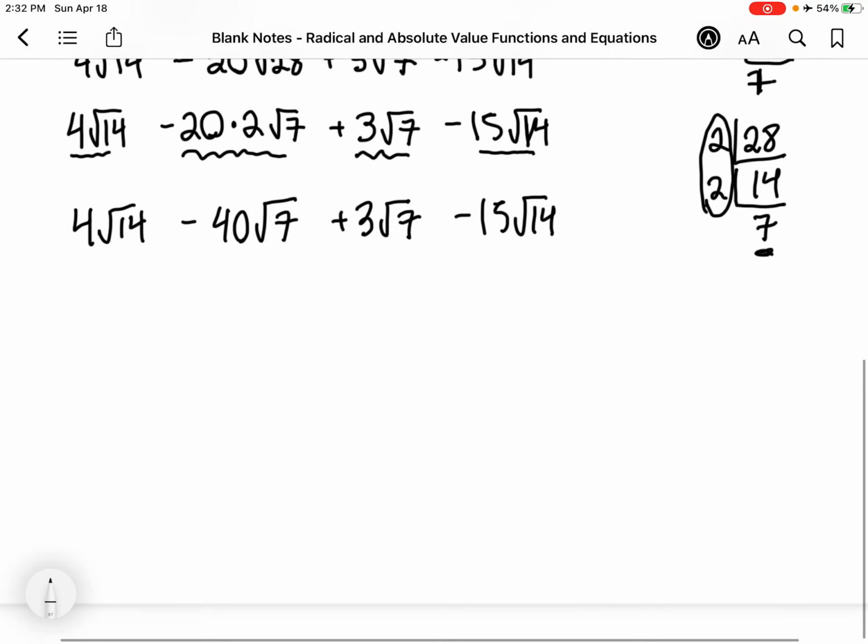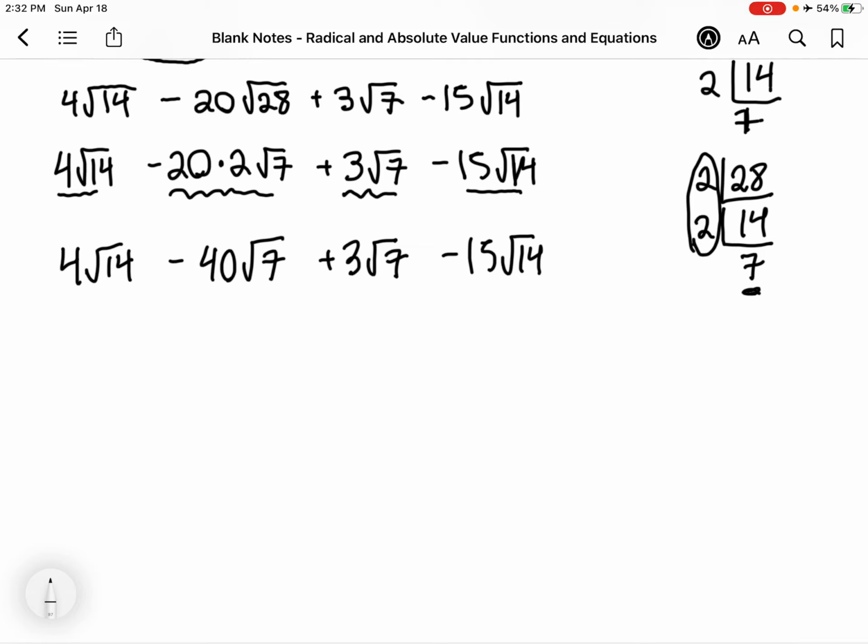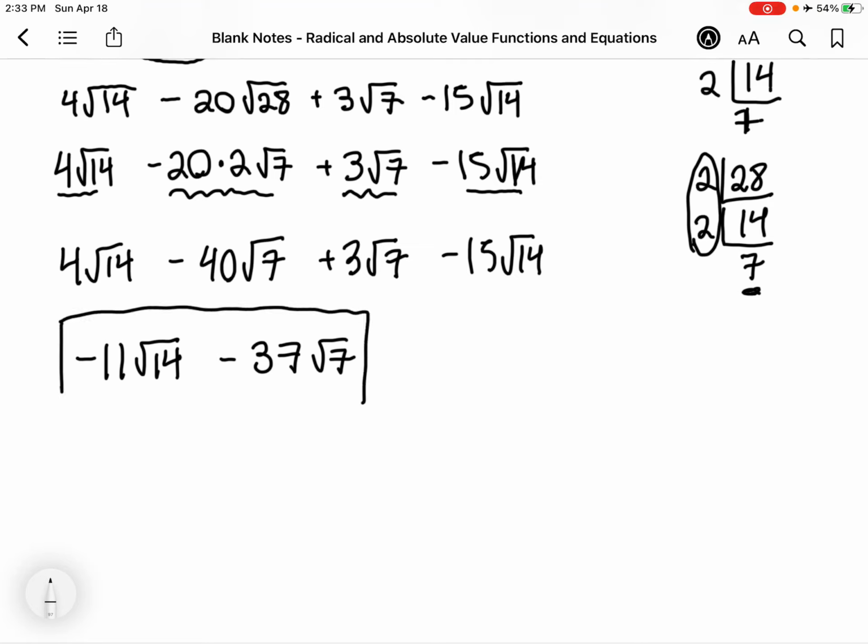Okay, so all together, if I count up how many square roots of 14 do I have, 4 minus 15 of them. That's all together negative 11 square root of 14. And then how many square roots of 7 do I have? I have negative 40, and then I add 3, so negative 37 square root of 7. Okay, so simplifying this square root of 28 is very important, because once you do that, you can combine these two terms, this one and this one. Okay. All right, so that's a little bit on multiplication.